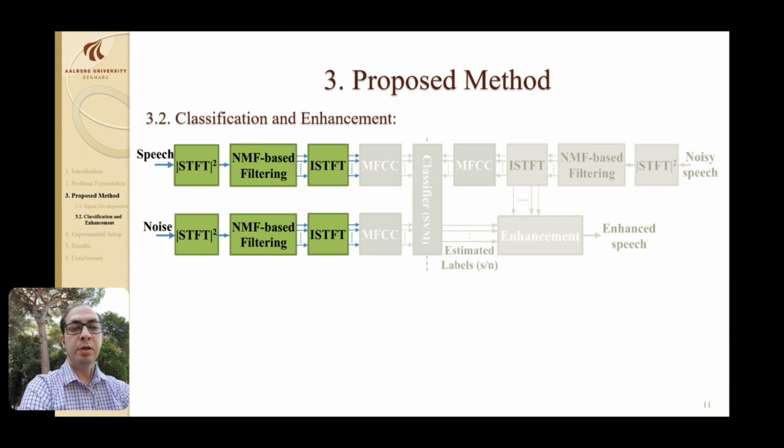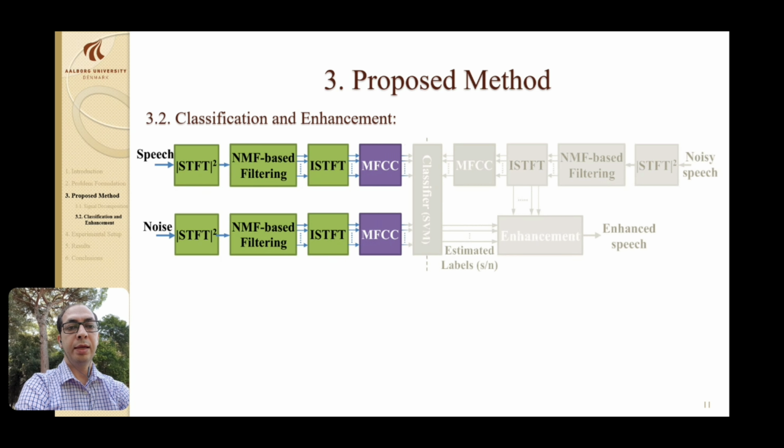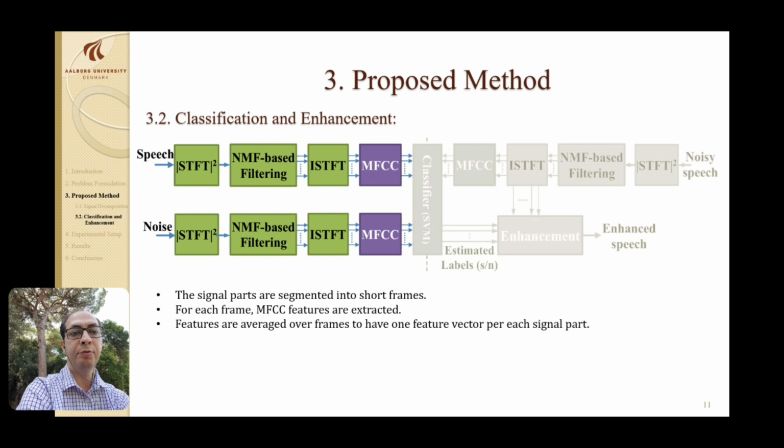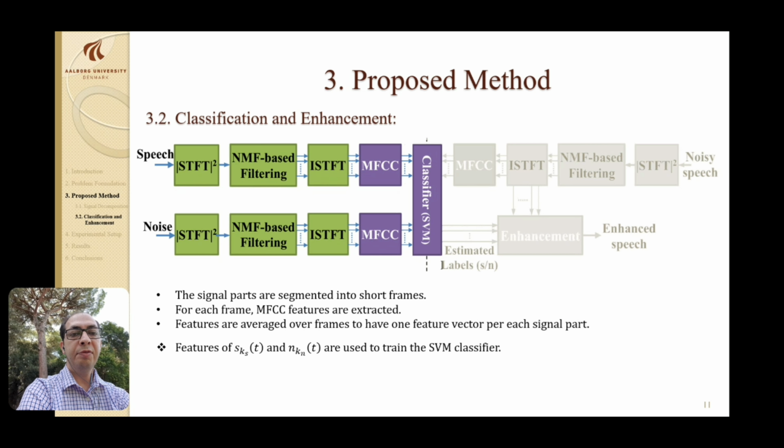So the proposed method consists of 2 phases. During the training phase, the training speech and training noise signals are decomposed into signal parts, and then the signal parts are segmented into short frames, and for each frame, MFCC features are extracted, and features are averaged over frames to have 1 feature vector per each signal part. And then features of speech parts and features of the noise parts are used to train the classifier.